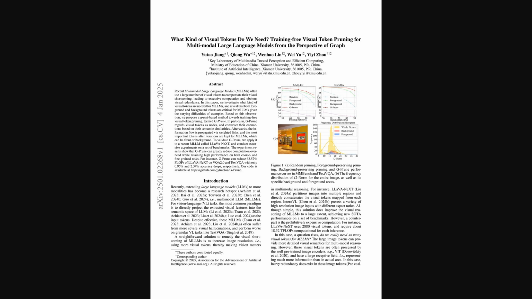They found that surprisingly both foreground and background tokens are critical. They then propose a neat training-free method called gprune, using graphs to prune these tokens, keeping the important ones and significantly cutting down computation while keeping performance high.